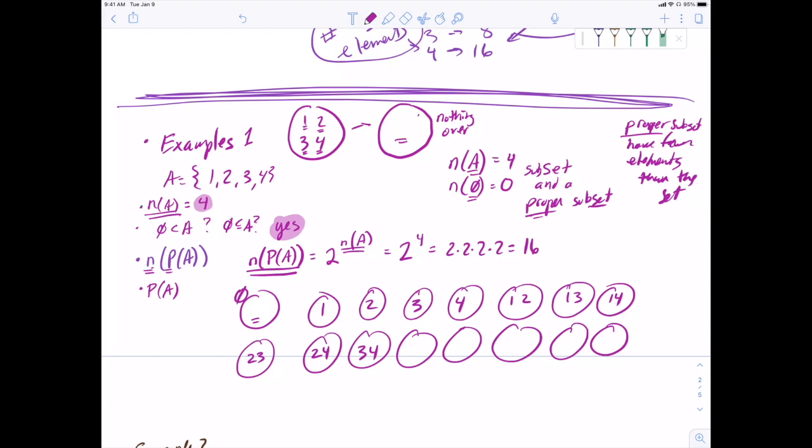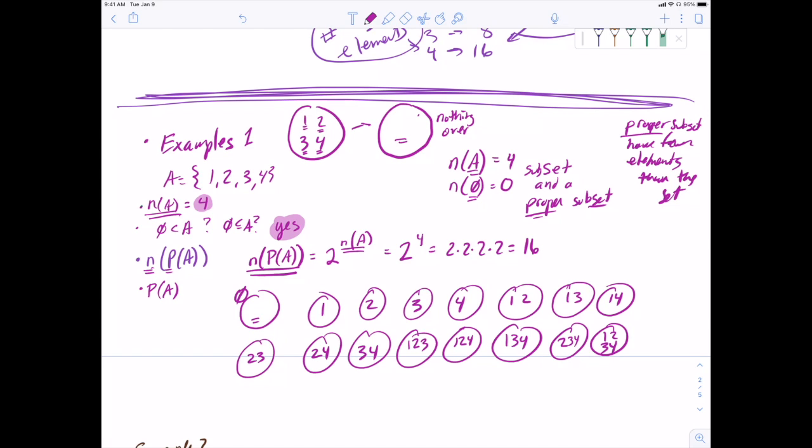Now we can take 3 things. So there's 1, 2, 3, 1, 2, 4, 1, 3, 4, and then 2, 3, 4. And then we can take all of them. 1, 2, 3, 4. So there's all of our 16.